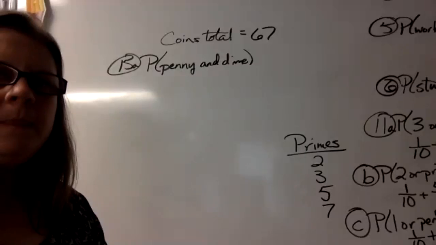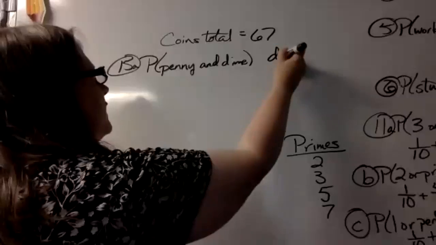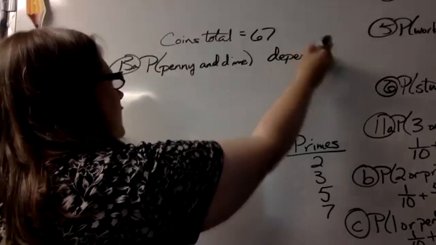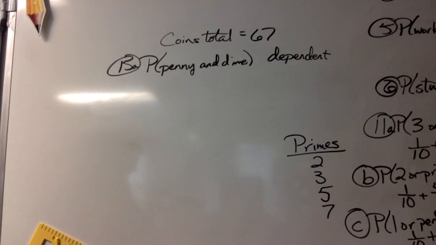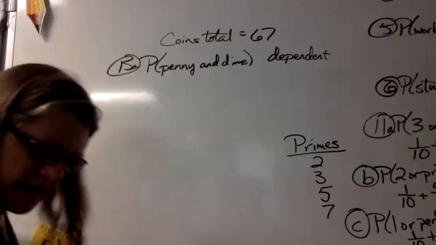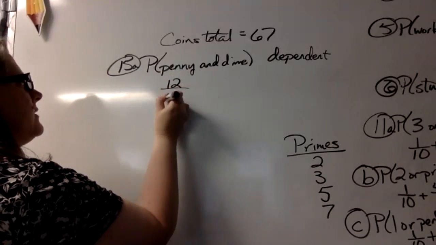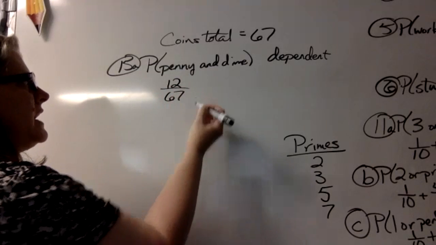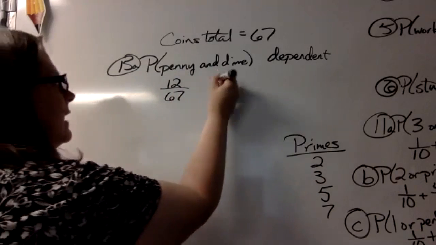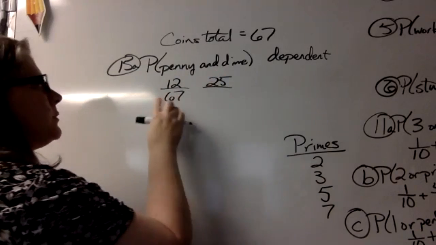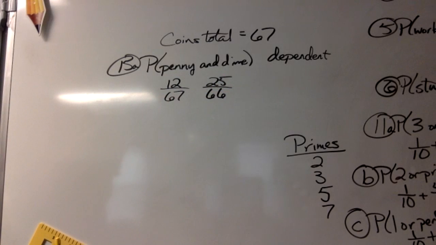So this is called a dependent, because what I choose this time has an effect on the next time, because I don't have as many coins to choose from. So for pennies, he had 12, so I had 12 chances out of 67 on the first one. And then for the dimes, there were 25 dimes, but since I kept the first one out, there's only 66 to choose from that time.